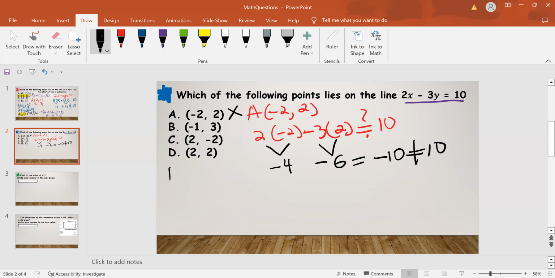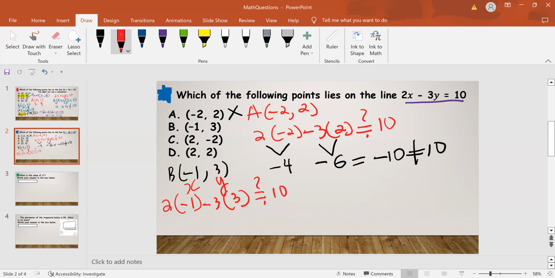Let's check B. For B, we have (-1, 3), and here the x value is -1 and the y value is 3. We plug in: 2 multiplied by -1 minus 3 multiplied by 3, and we want to check if this is 10. 2 multiplied by -1 is -2. -3 multiplied by 3 is -9. Together, this gives you -11, which is not 10. So again, B cannot be the correct answer. What about C?